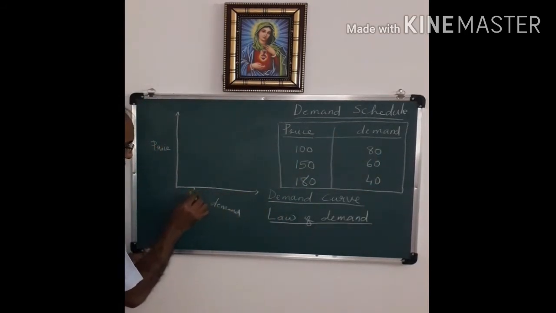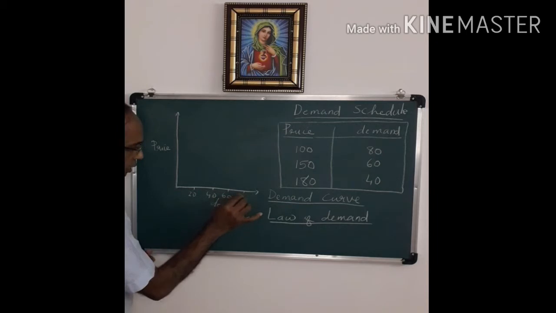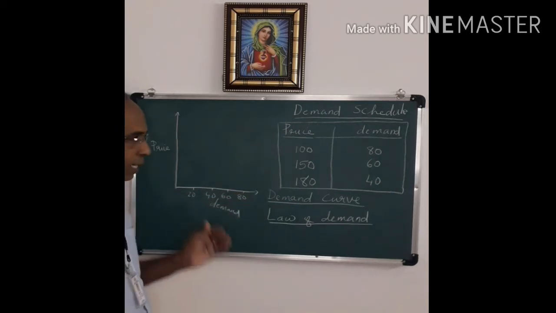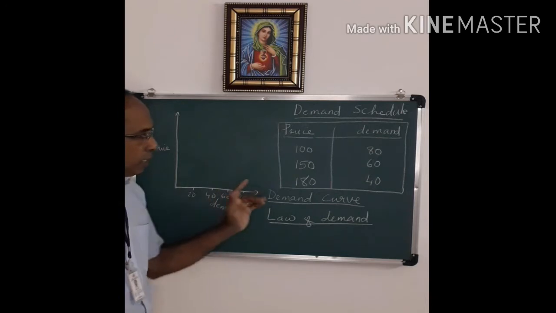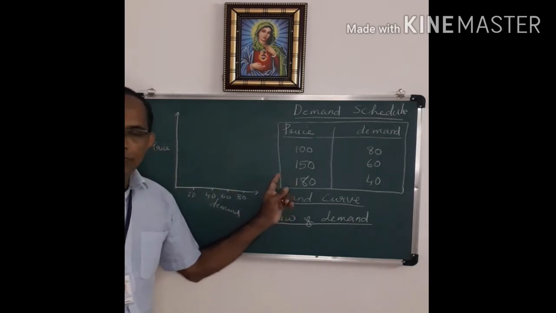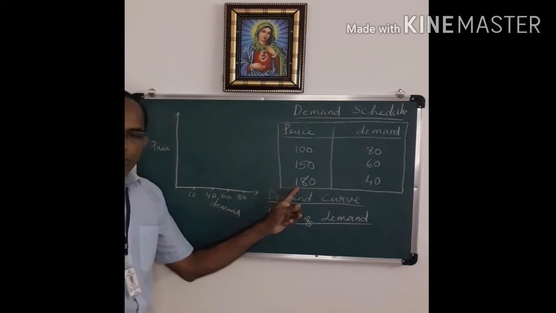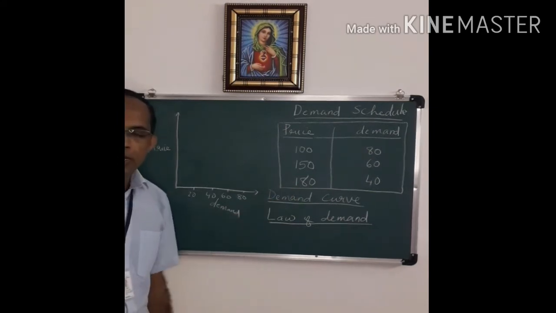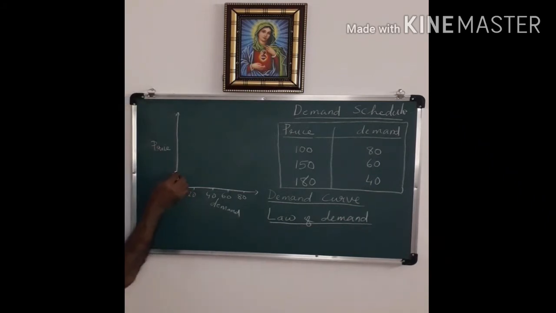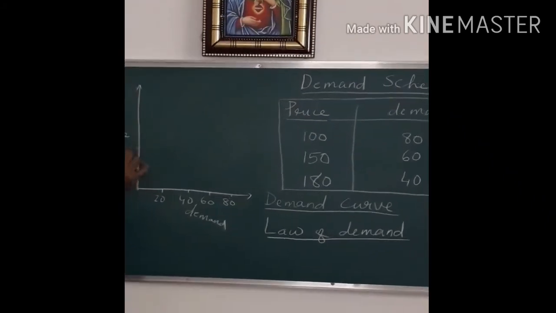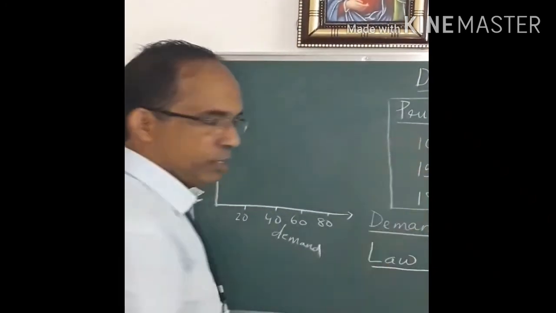So 20, 40, 60 and 80. Then on the y-axis, 1 centimeter we can take as 50, because the maximum value is 180. Maximum value is 180. So 50, 100, 150, then 200. Clear?